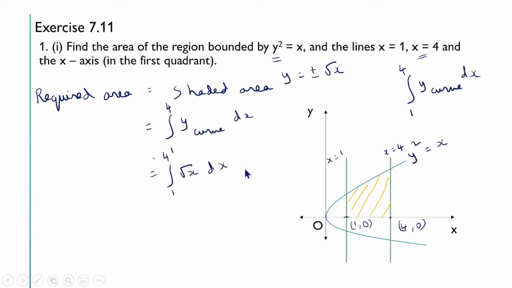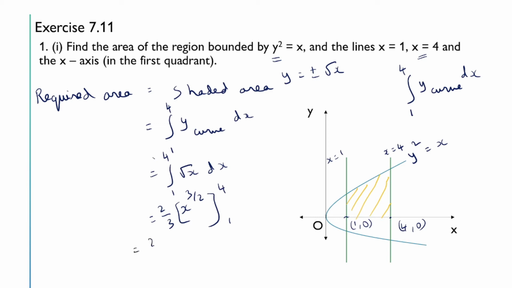Now solving this integral is very easy. So the important part is drawing the graph and drawing the shaded region. That is more important. Now integral 1 to 4 root x dx is nothing but x raised to half plus 1 by half plus 1. So it is x raised to 3 by 2 by 3 by 2. So it is 2 by 3 into x raised to 3 by 2 with the limits 1 to 4.